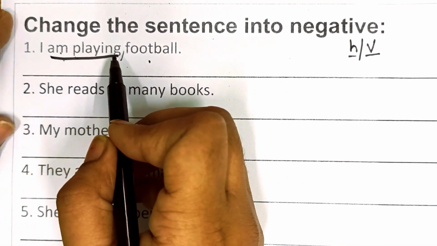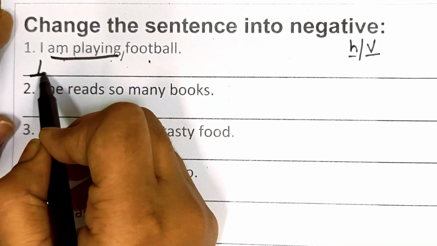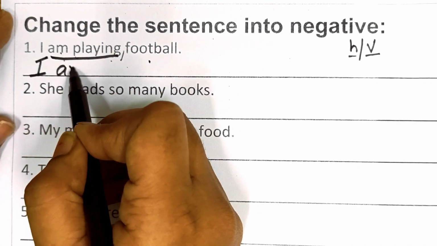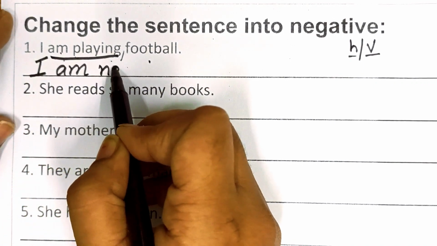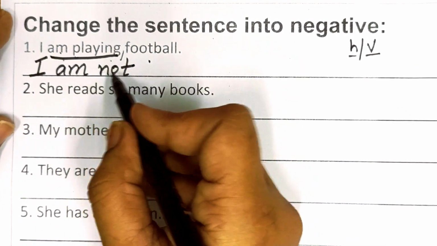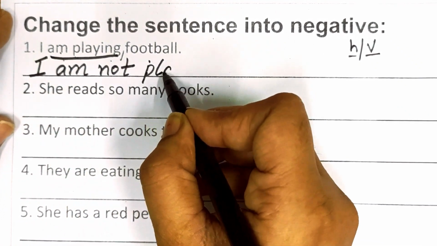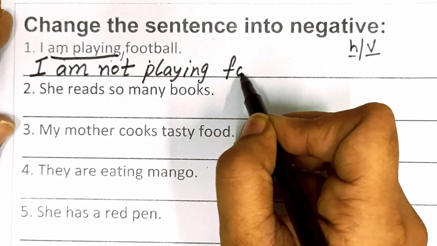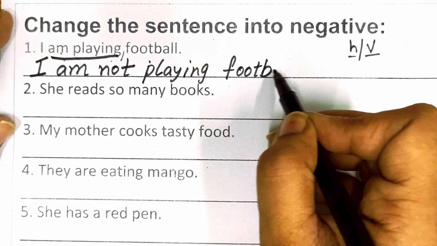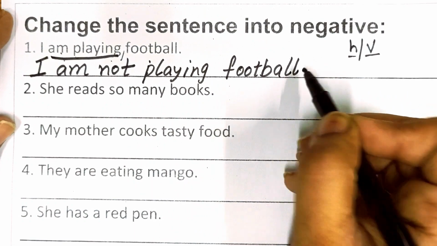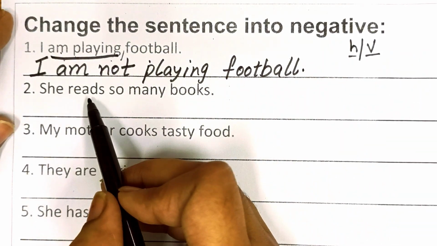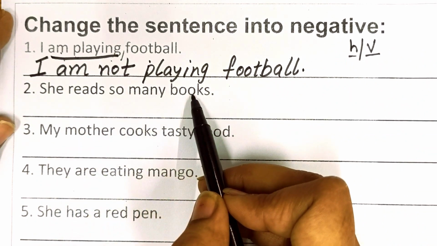So I am playing football. The negative form of this sentence will be I am, just add not. I am not playing football. Clear? Now, next one is she reads so many books.